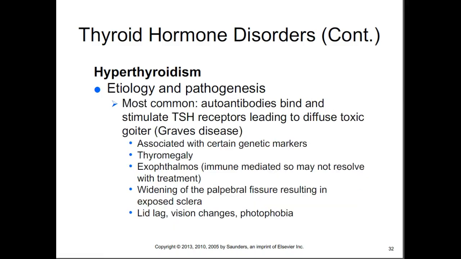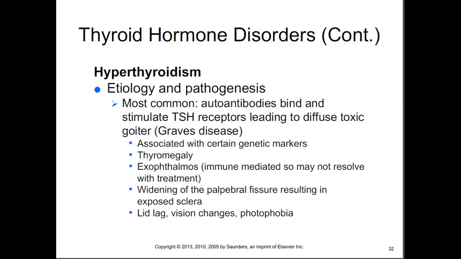Right, so etiology and pathogenesis, most common is autoantibodies bind and stimulate TSH receptors, leading to what we call a toxic goiter, what we see in Graves' disease. Right, so associated with certain genetic markers, it is autoimmune. You have thyromegaly, so the thyroid gland increases in size. And exophthalmos is a very, very important word, right? It means that your eyes bulge out. Okay, so this is very, very common with Graves' disease, and one of the only times that you'll see exophthalmos is in people with Graves' disease. Okay, so keep that in mind. That is a question that you will see at some point in the next 2 years.